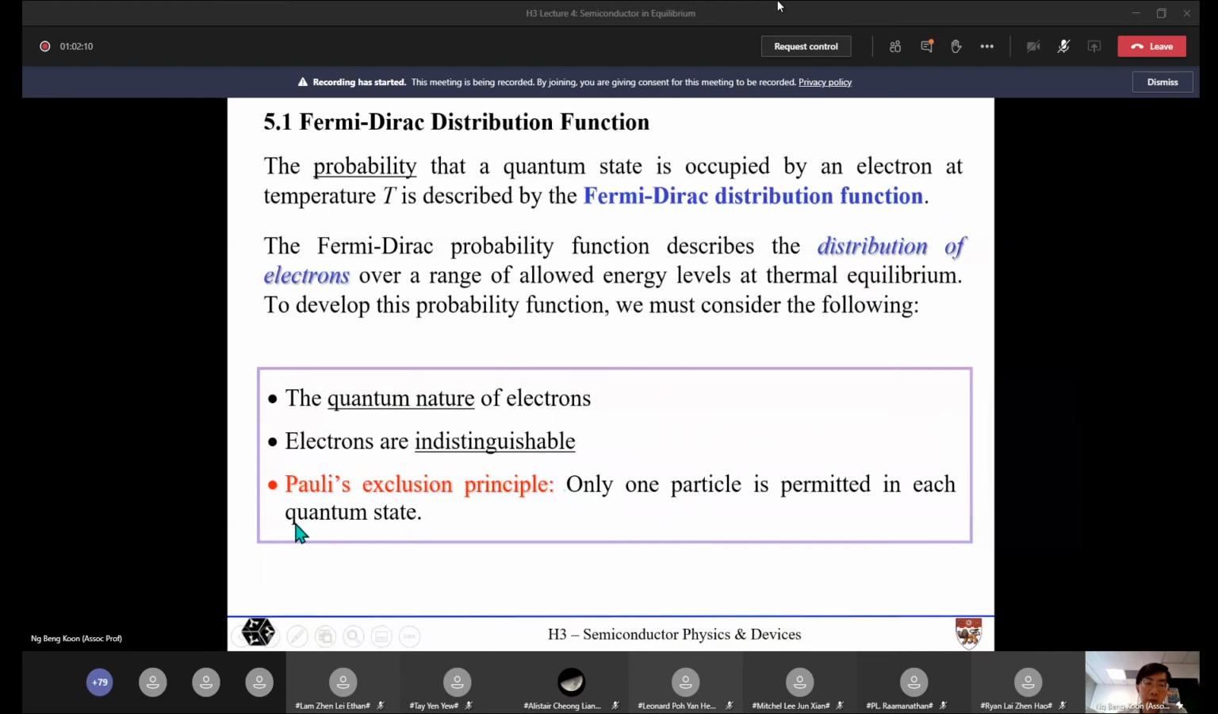Now, the other important principle that is also applied here is the Pauli exclusion principle, in that at each quantum state you can only have one particle. You cannot have two particles sharing the same quantum state. In quantum mechanics, this is forbidden.